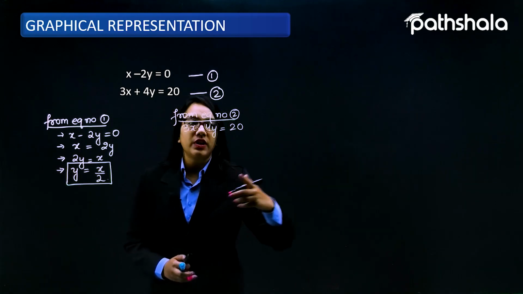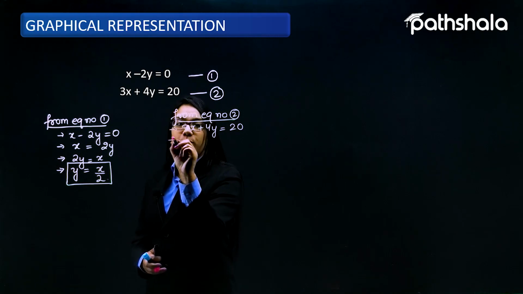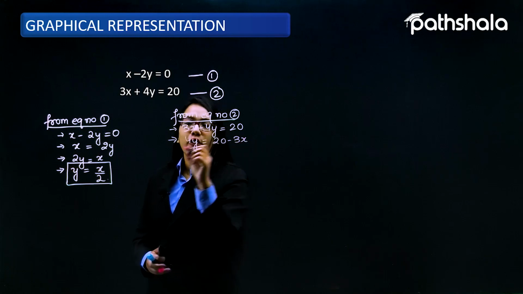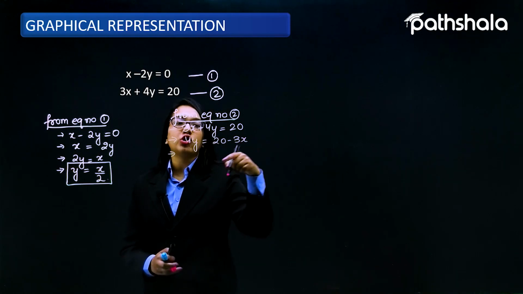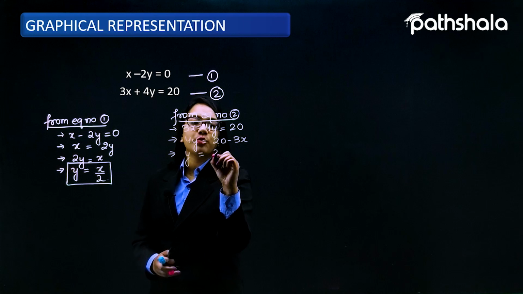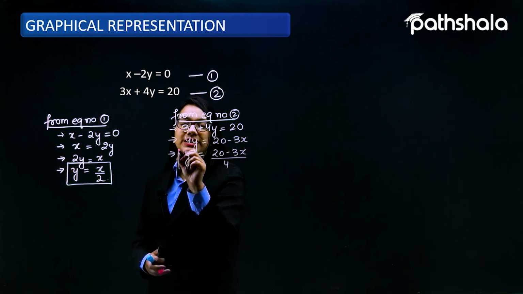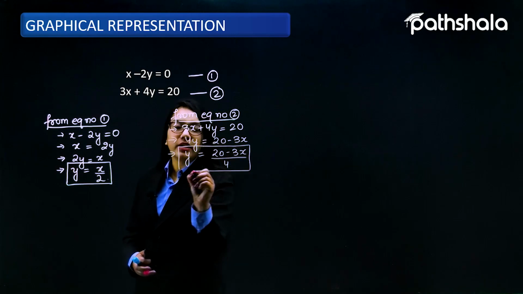So I'm transposing 3x towards the other side. So it would be of the form 4y equal to 20 minus 3x. Further, I'm transposing 4 towards the other side. So y can be expressed as (20 minus 3x) divided by 4. So this is nothing but the required equation.